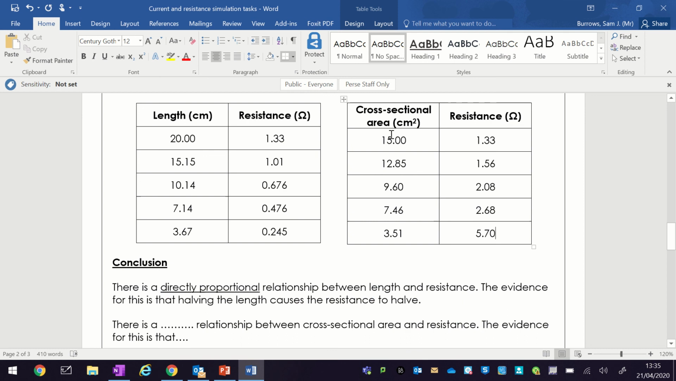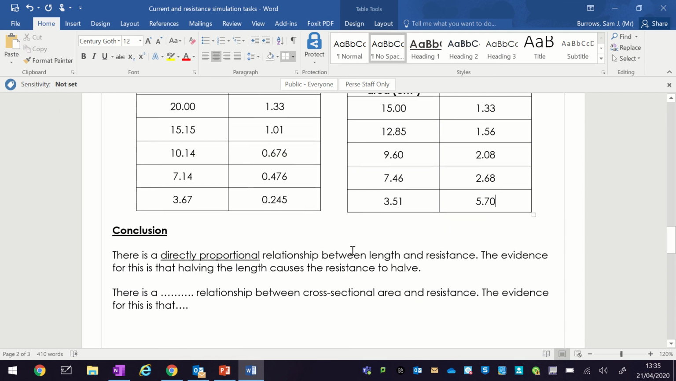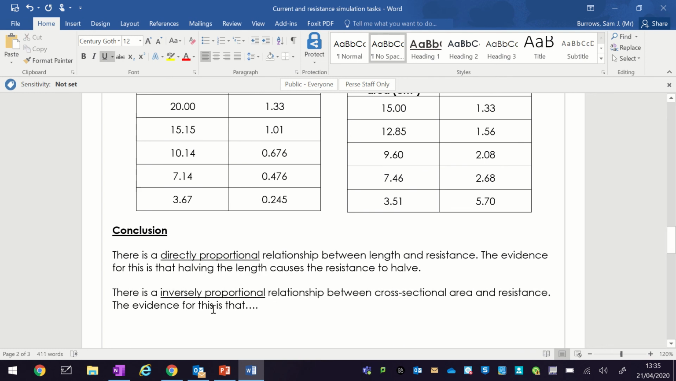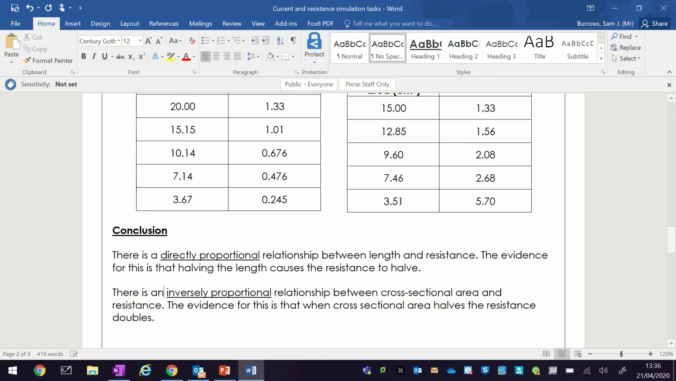So here we have halved the cross-sectional area, and what you should see is that resistance is actually doubled. That's characteristic of an inversely proportional relationship between cross-sectional area and resistance. The evidence for that is that when area halves, resistance actually doubles. So that's why it's inverse, not directly proportional. Because with direct proportion, if we double one, we double the other. With inverse proportion, if we double one, we end up halving the other. So they have different characteristics.